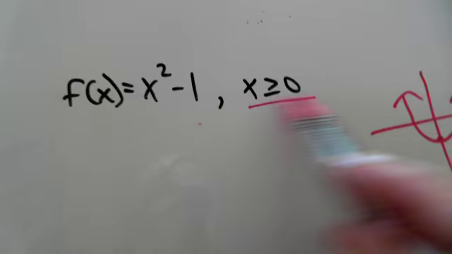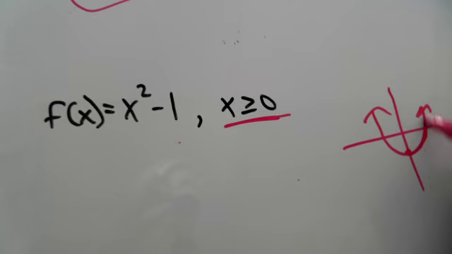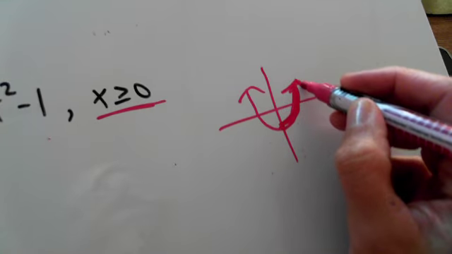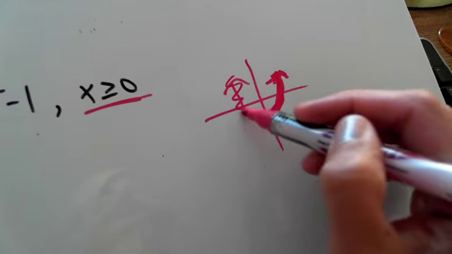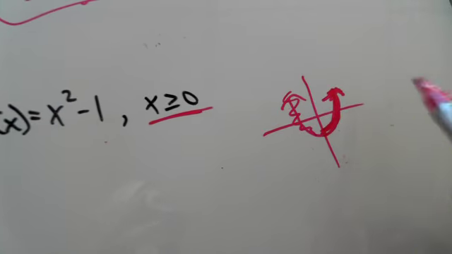But we've been given a restriction right here. We're only concerned about this when x is greater than or equal to 0. So we're looking at the right half of this parabola. We don't care about what's over here. Now this passes the vertical line test, or the horizontal, I'm sorry.